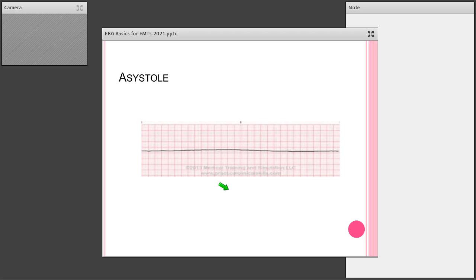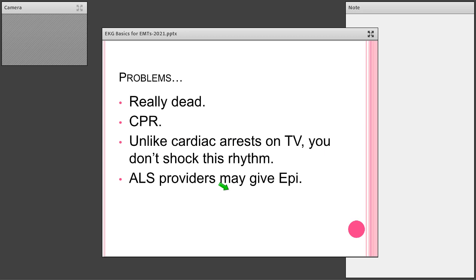So again, unlike TV, we cannot shock this rhythm. We can do CPR, and that's about it. Unfortunately, people in asystole do not have a good chance of survival. ALS providers, if their guidelines say, may give epi for asystole, but again, some are giving it and some are not. It depends on the guidelines.